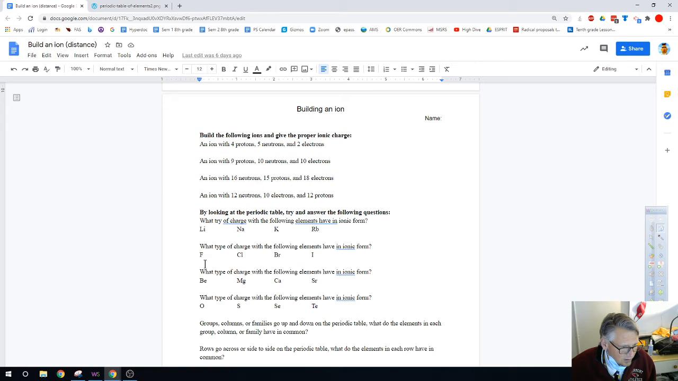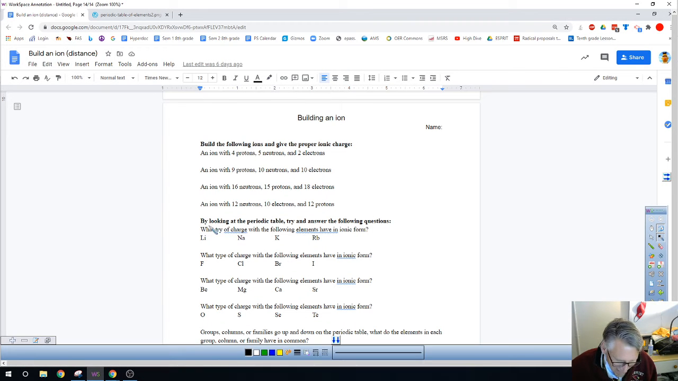Well, let's take a look at the next one. Fluorine has 9. So if it has 9, that means 2 in the first and 7 in the second. So if it has 7 in the second, it wants to get to 8. So that means it's going to gain 1 negative electron. So it will have a -1 or 1 negative charge. Chlorine has 17. So that gives us 2, 8, and 7. So 7 wants to get to 8, so it's going to gain 1 negative electron.